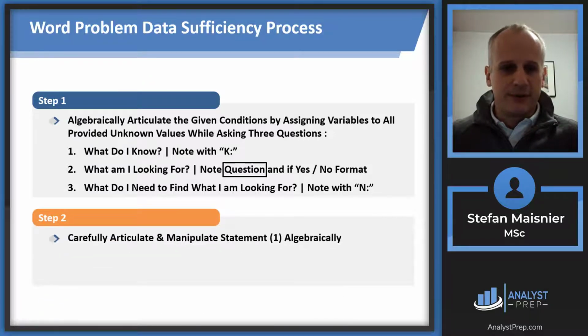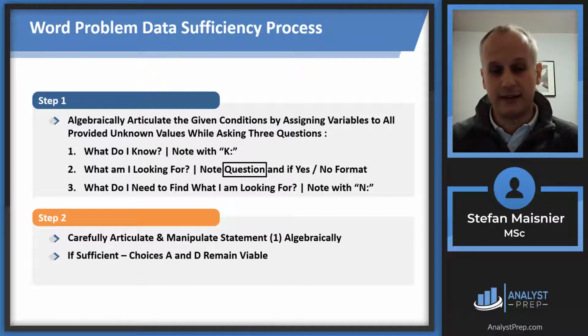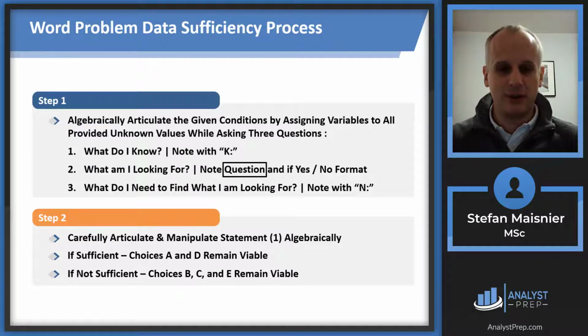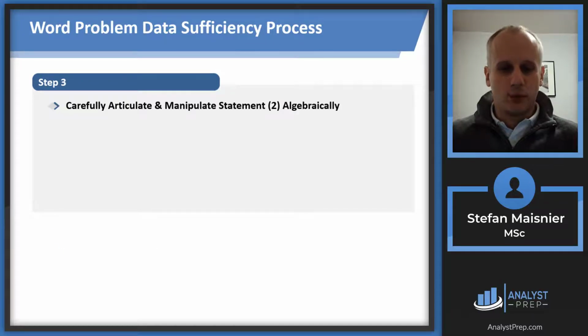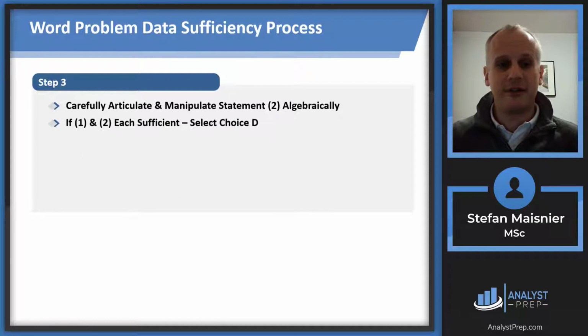Then step 2 is going to be to carefully articulate and manipulate statement 1 algebraically. And you saw we had to do some manipulation, and that's going to become something you'll want to be very clinical with. And of course, if statement 1 is sufficient, choices A and D will remain viable. If statement 1 alone is not sufficient, then your options are going to be B, C, or E. Then we get to step 3. We'll want to carefully articulate and manipulate statement 2 alone algebraically.